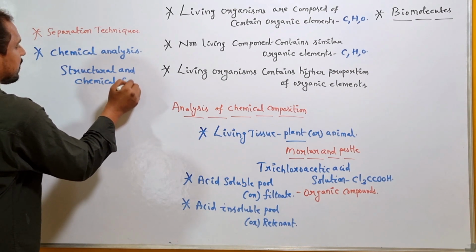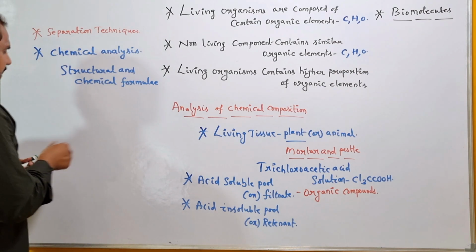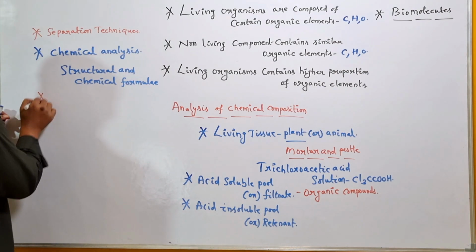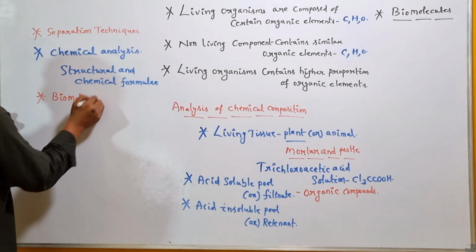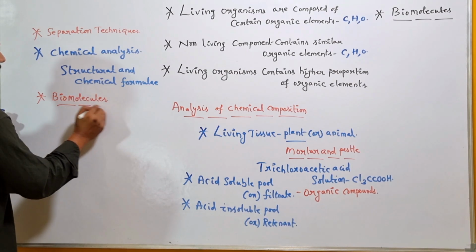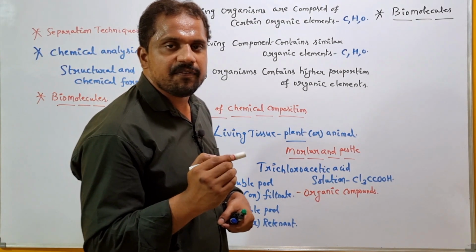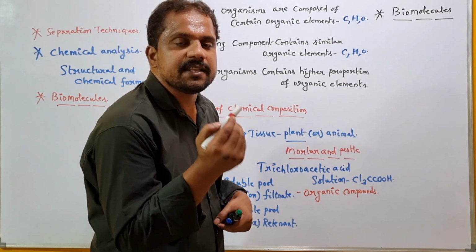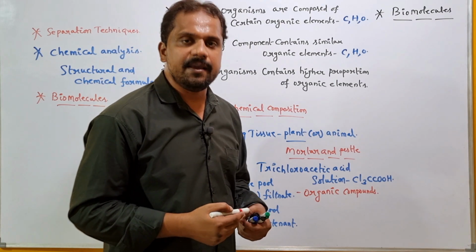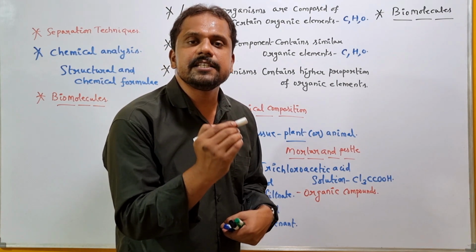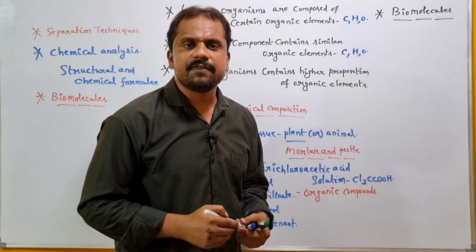So these organic compounds which have a structural formula and a chemical formula are termed biomolecules. Why are these specific molecules termed biomolecules? Because they are responsible for the sustenance of life on the surface of the earth. These biomolecules play an important role in sustaining life, and that is why they are termed biomolecules.